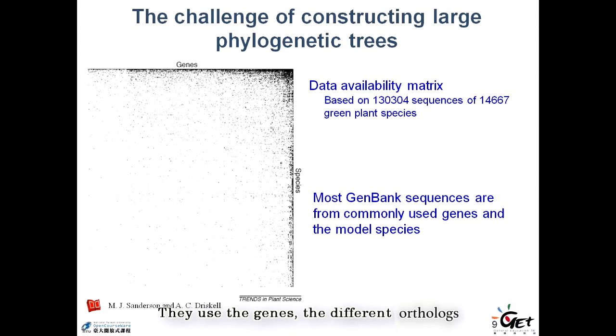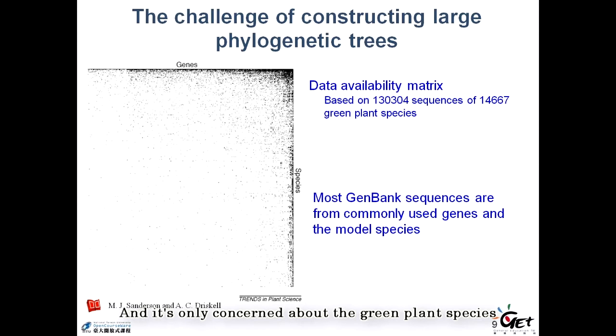They use the genes, the different orthologs from here to here, and they list the species name, the taxa, on the y-axis. And if there's one single data point, then we'll have a little dot here. For example, a certain species has this certain gene. And of course, this is almost 10 years ago, but right now the situation is very similar actually.